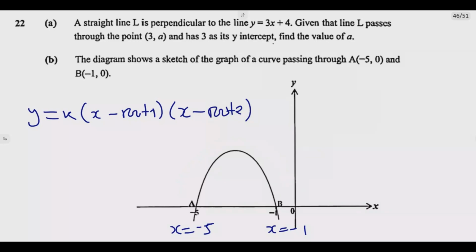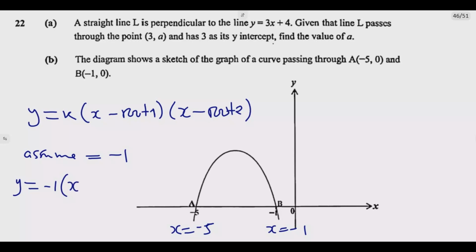Because it's downwards, the value of k is negative. So the first thing that we can assume is the lowest value of k, which is negative 1, just the inverter itself. Based on that, we know now that y is equal to negative 1 times, what's the first root? The first root is negative 5.